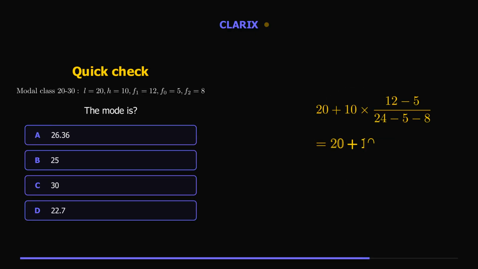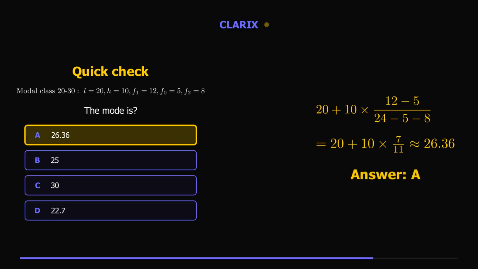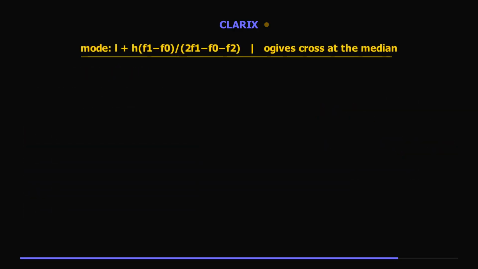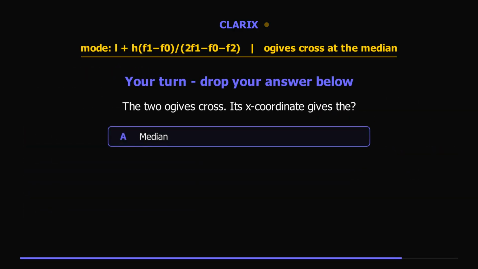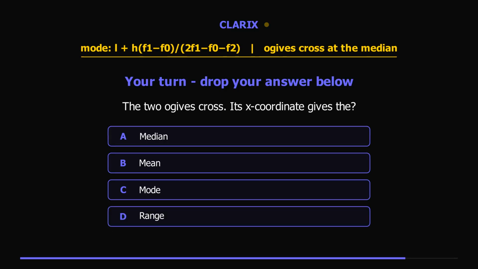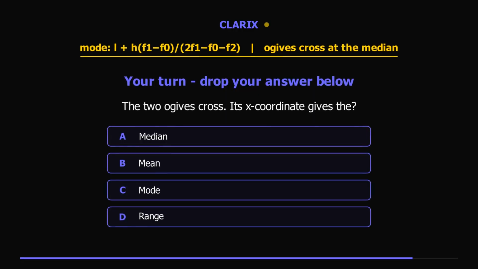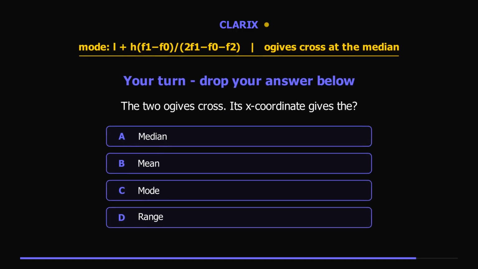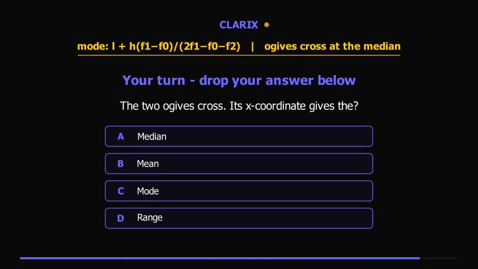Modal class 20 to 30, so L is 20, H is 10, F1 is 12, F0 is 5, F2 is 8. Mode is 20 plus 10 times 12 minus 5 over 24 minus 5 minus 8, 20 plus 10 times 7 over 11, about 26.36. Option A. Lock it in. The mode lives in the modal class, highest frequency, and the formula uses the neighbors F0 and F2. Ogives are cumulative frequency curves, and where the 2 ogives cross, the x-coordinate is the median.